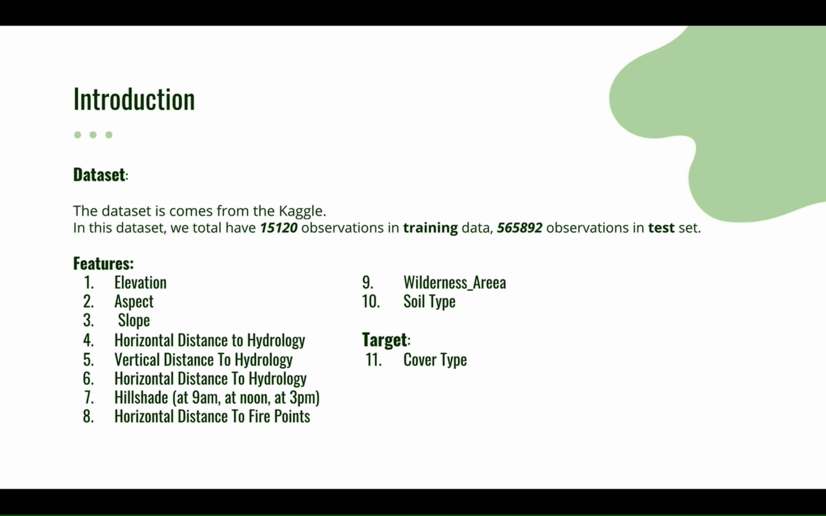To describe our dataset, it comes from the Kaggle competition. For our dataset, we have a training dataset and a test dataset. Besides, it also includes 10 different features and 1 target variable, which is what we're going to predict.